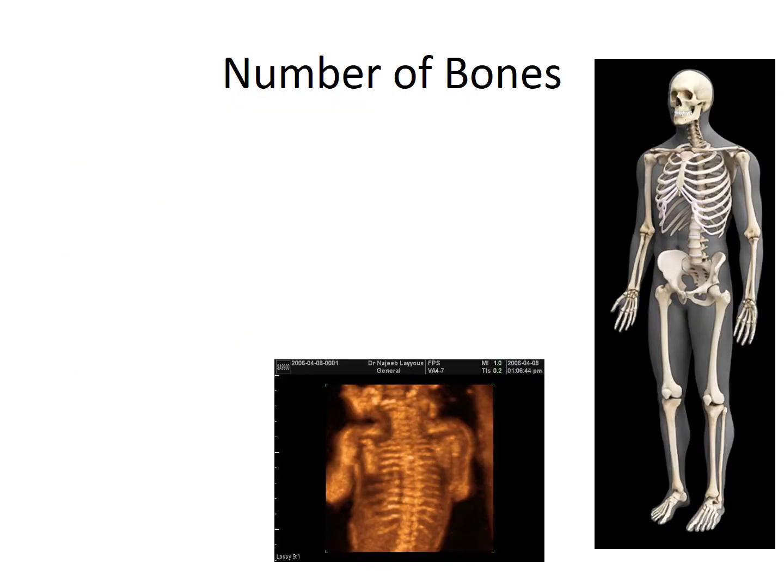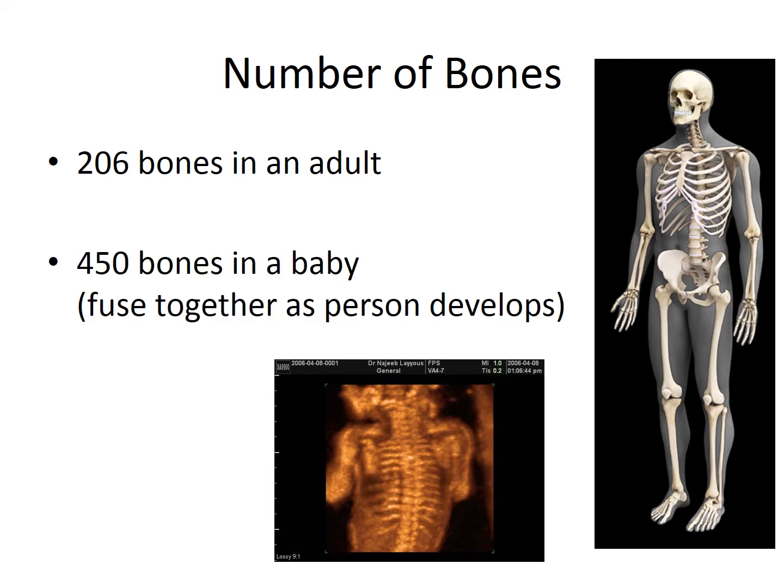How many bones does a person have? A common question, and the answer is 206, right? No, 206 bones in an adult. But when you're born, there are 300 or 450 bones in a baby that are going to fuse together as that person develops. If you were born with 206 bones, your mom wouldn't like you as much as she does now.